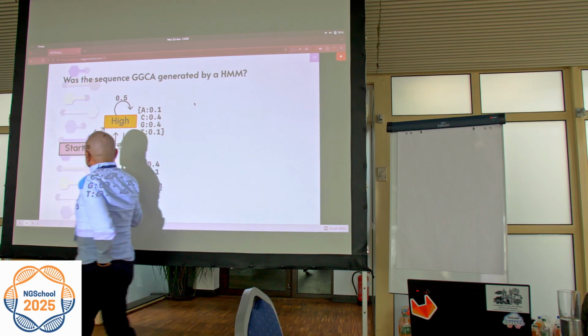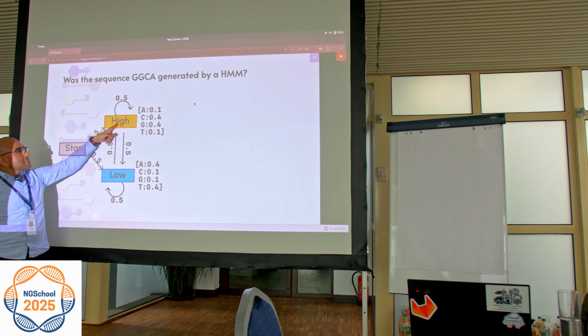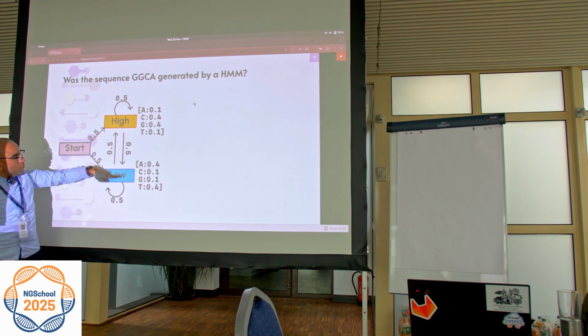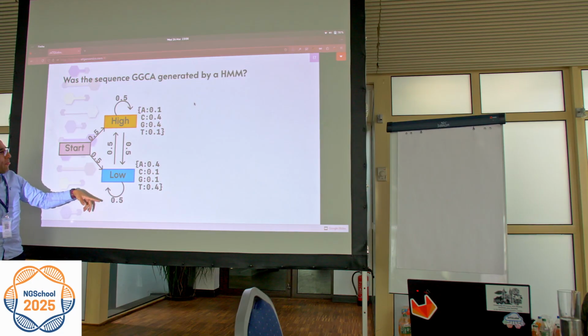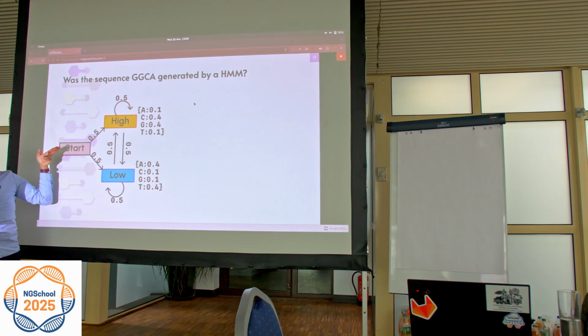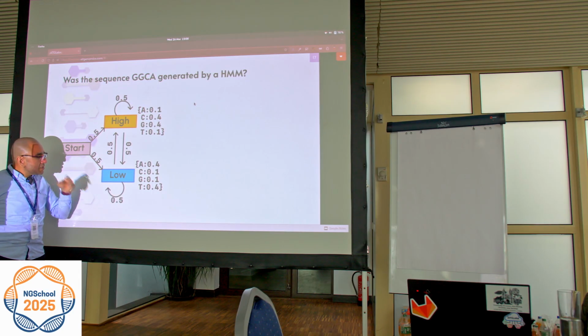In this case, from the start, the transition probability to either of these two states is equal, because we are not assuming anything. And once we are in the high state, we can either remain in the high state or change to low. We don't really have a transition back here because, in bioinformatics, hidden Markov models tend to be quite directional. In other cases, you can have backward transitions, but not in this case.